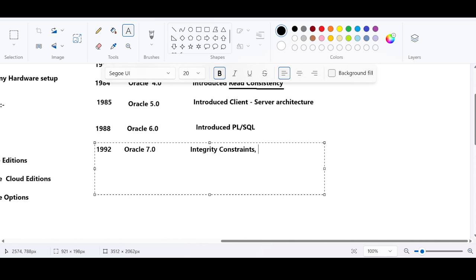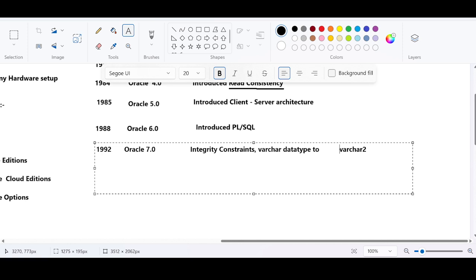There is a data type in Oracle called varchar. But this varchar data type has some limitations, so they changed it to varchar2. I'll tell you what varchar is. If I tell you now, you will not understand it. After installation, we will come across this in the data types.